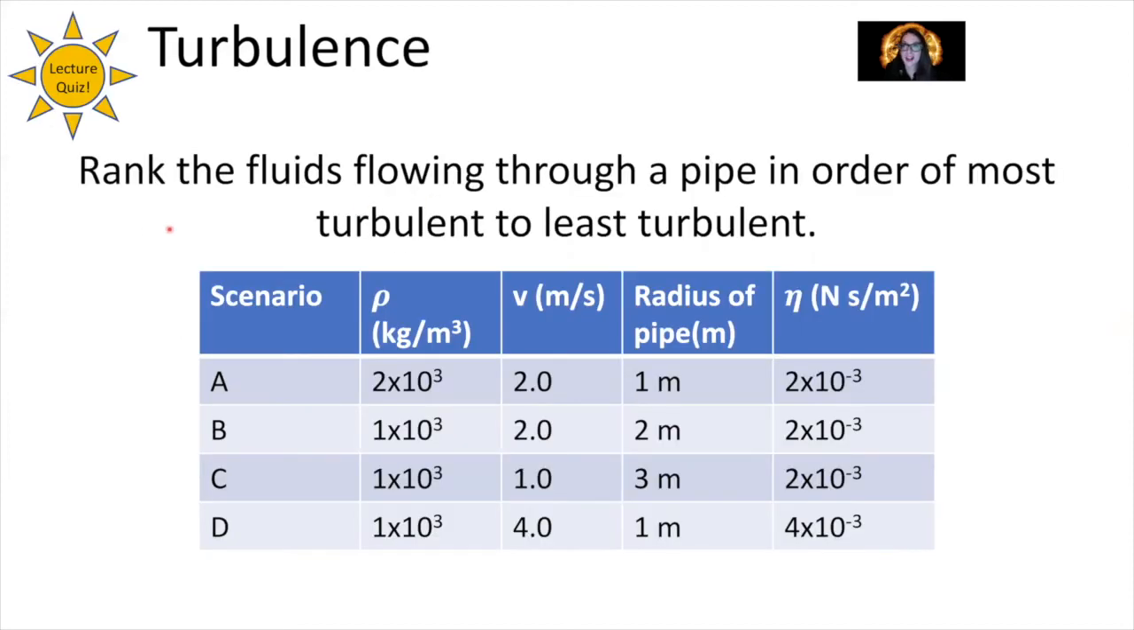For this engagement check, I'm going to ask you to rank the fluids flowing through a pipe in order of most turbulent to the least turbulent. So you're going to use your equation for the Reynolds number in order to decide how turbulent these flow patterns are inside the tube. You're given 4 scenarios. You're given the density of those fluids, the speed at which those fluids are moving through the tube, the radius of the pipe or the tube, and the viscosity. And you're going to use those quantities in order to rank these scenarios from most turbulent to least turbulent.